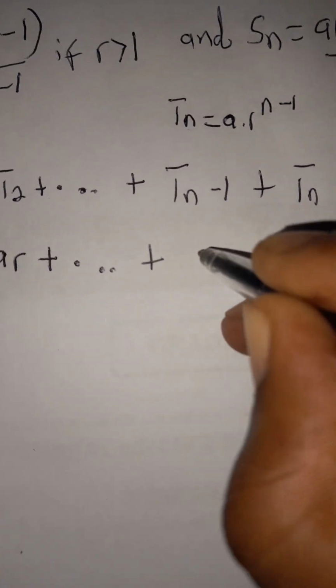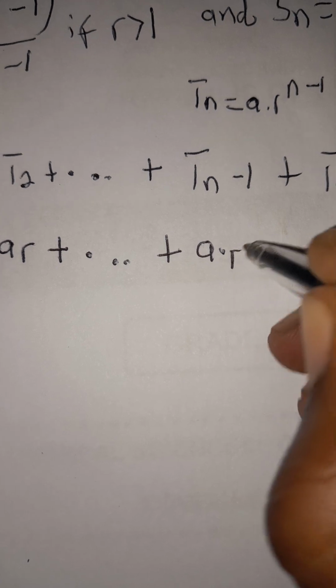Then here we'll have the second-last general term, so it will be ar^(n-2). Here we are going to have ar^(n-1). So we formulate this as equation 1.